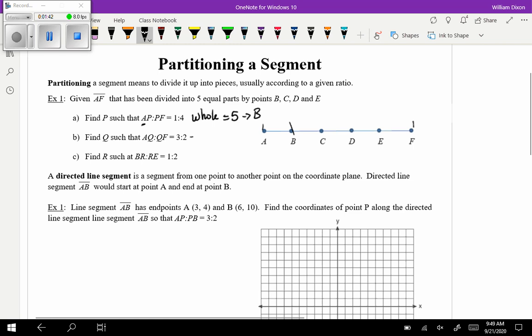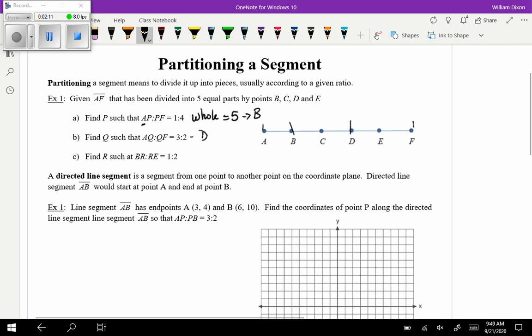Find Q such that AQ to QF equals 3 to 2. Well, if I start at A, 1, 2, 3, I'm at D, and there are 2 more pieces remaining. 1, 2, 2 pieces. So that's going to be D. And again, that's 5 total pieces. Why do I say that?